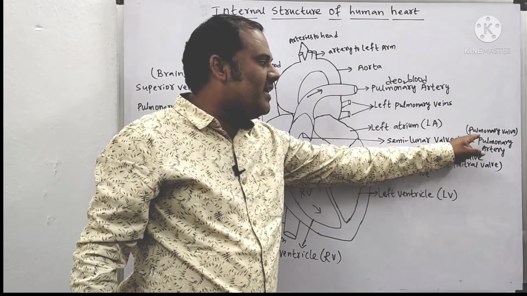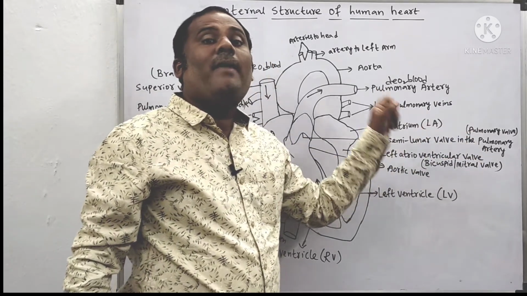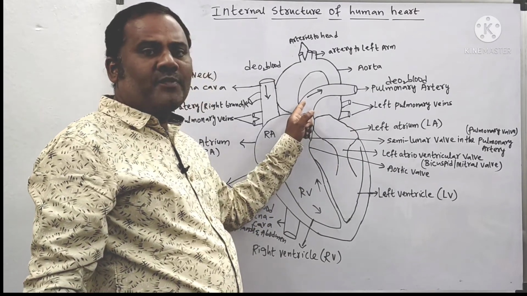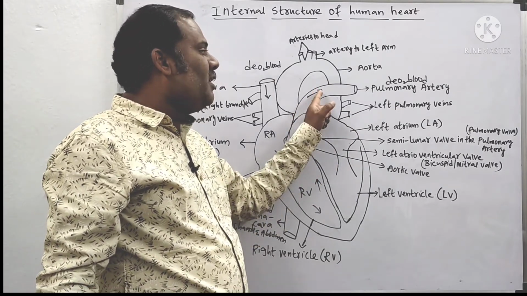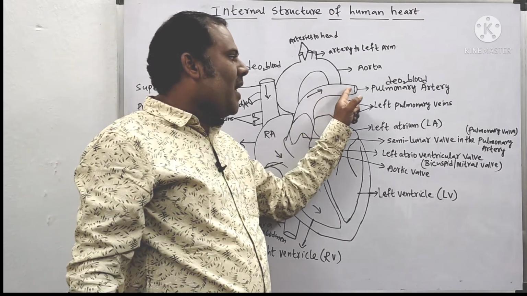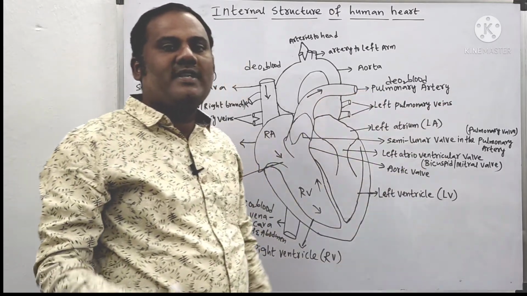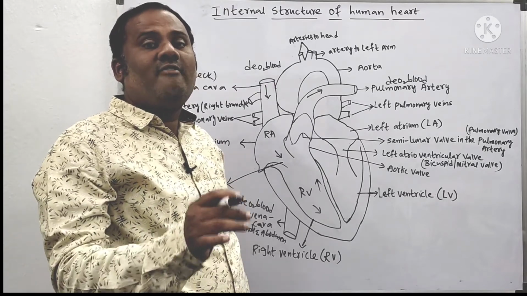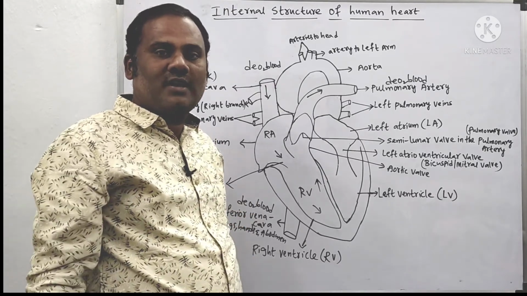The deoxygenated blood from the right ventricle enters the semilunar valve, here a valve is present that is called what? Pulmonary valve. That pulmonary valve is allowing the blood to flow from the right ventricle to the pulmonary artery. From the pulmonary artery, the deoxygenated blood is going into whom? Lungs. So this is one of the pathways in the process of circulation.